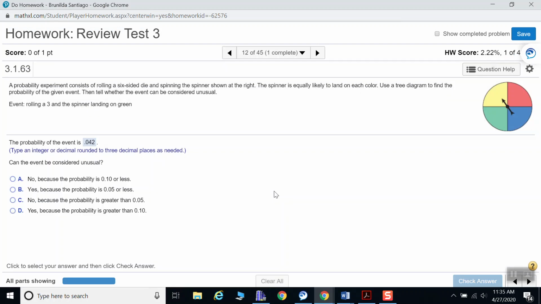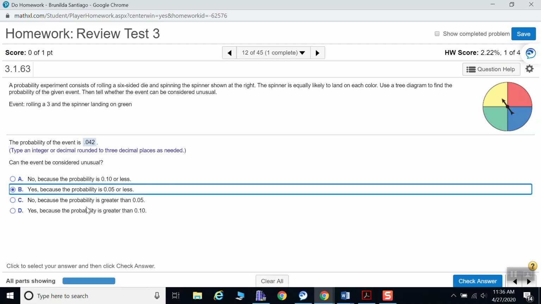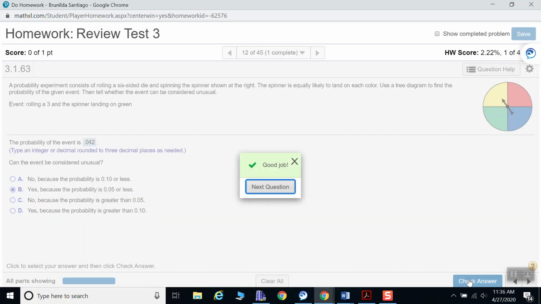So now we move on to question number 13. Actually, we continue with number 12, and we have to decide whether it is unusual or not. It will be unusual if the probability is less than 0.05. And here we have 0.04, so it is unusual. So we're going to have to choose between the two options for unusual. And here it says yes, because the probability is 0.05 or less. And D, yes, because the probability is greater than 0.10. So the correct answer is B. The probability 0.042 is less than 0.05.